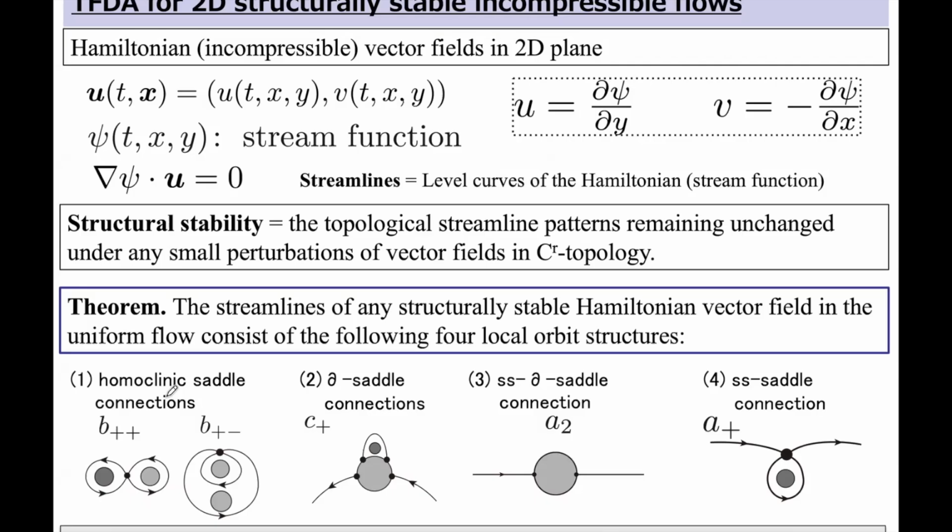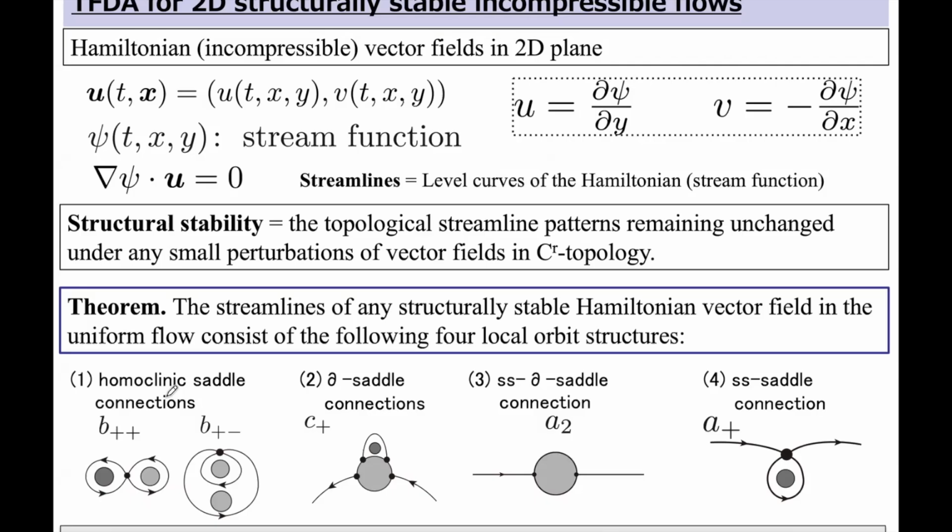The first category is homoclinic saddle connections, which are self-connected saddles. The second category is boundary saddle connections, connecting a saddle on the boundary and a saddle on the same boundary. The third category is a boundary-attached structure embedded in the uniform flow, where a streamline is attached to the boundary and then detached at another point on the same boundary. The last category is a saddle connection embedded in the uniform flow, having one homoclinic cycle.